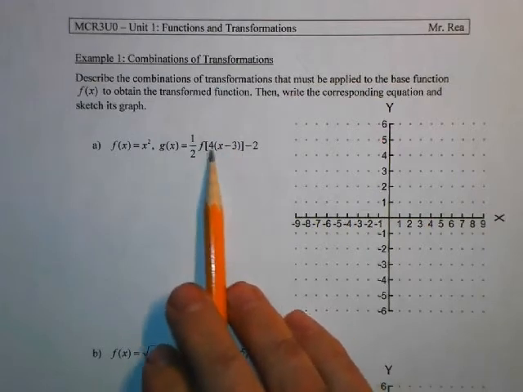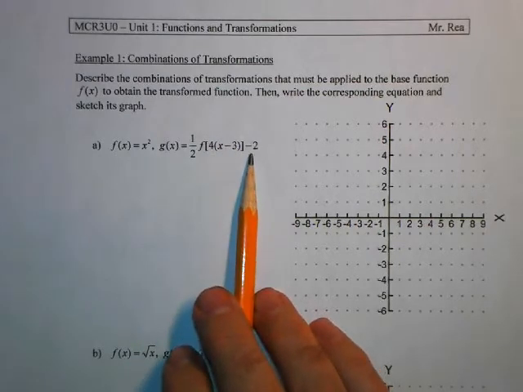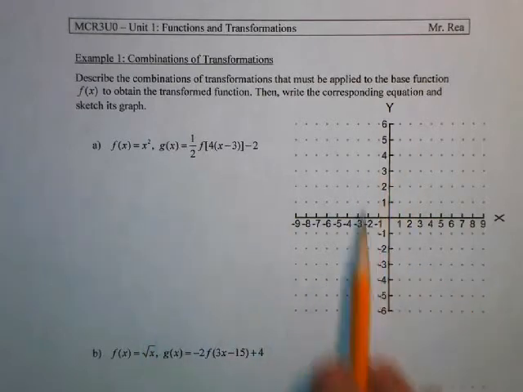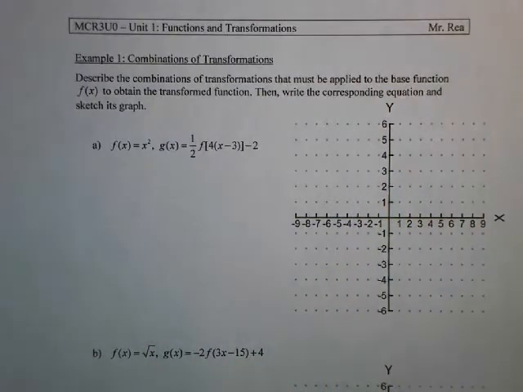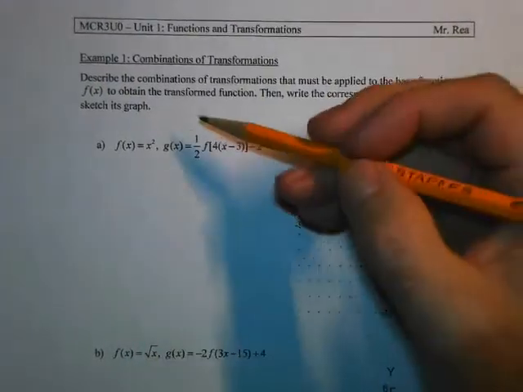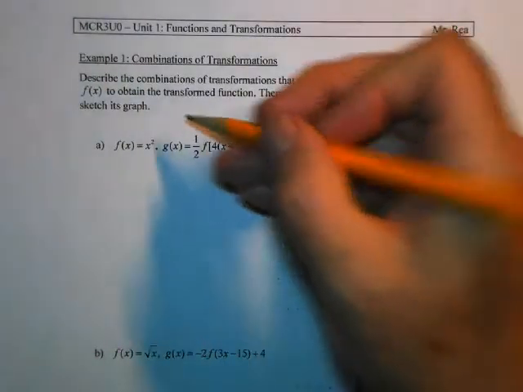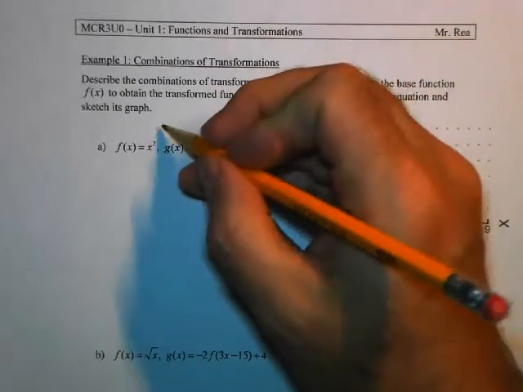That's the input for f. And then we subtract 2 in the end. Okay, we're going to do a little sketch over here. So the first thing we're going to do is pull out our values of a, k, c, and d.